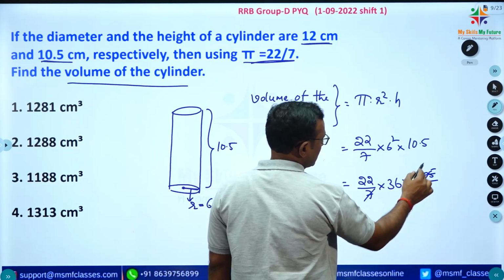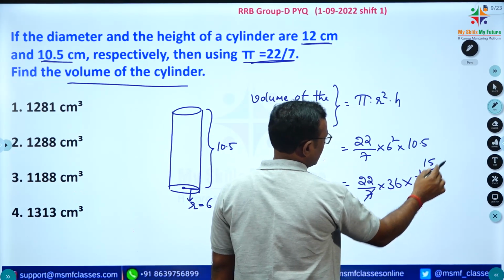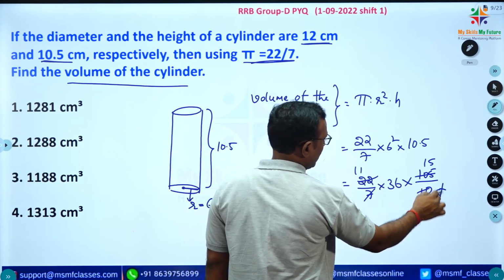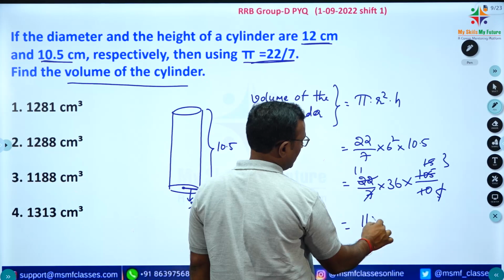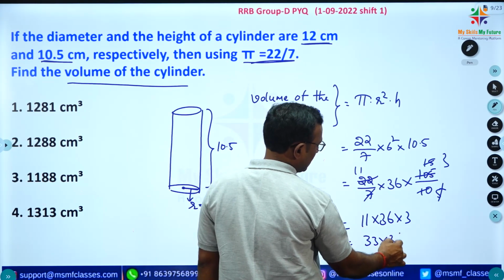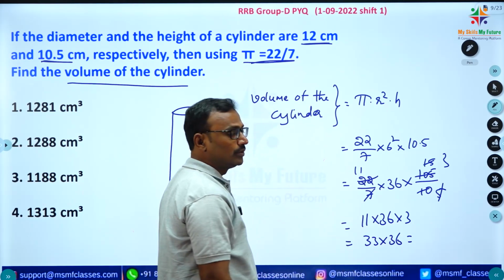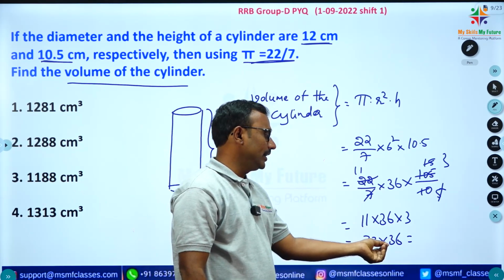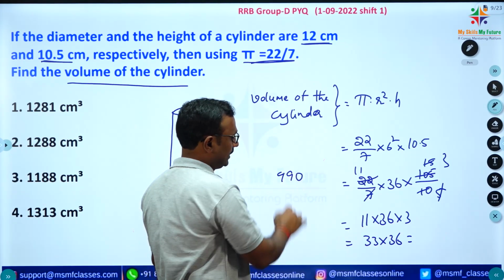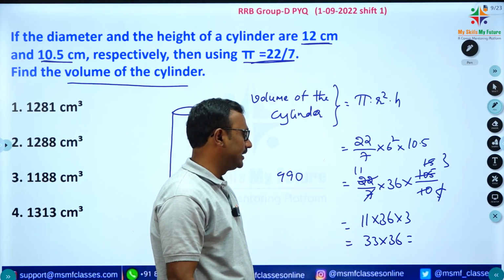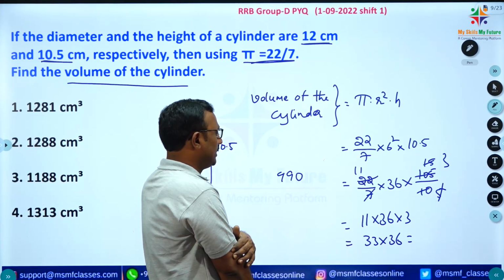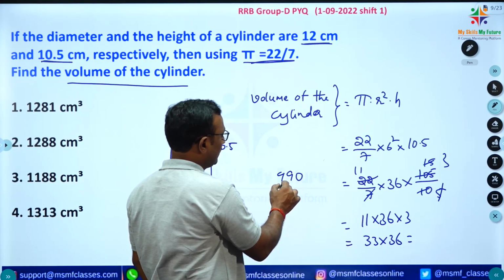7 ones, 7; 15s, 2 5s; 2 11s, 5 ones, 5 3s. So 11 into 36 into 3, so 33 into 36. 33 into 30, we get 990. 33 into 6, we get 198.